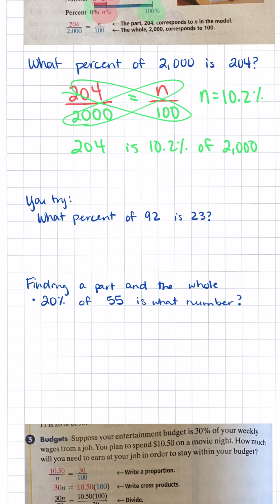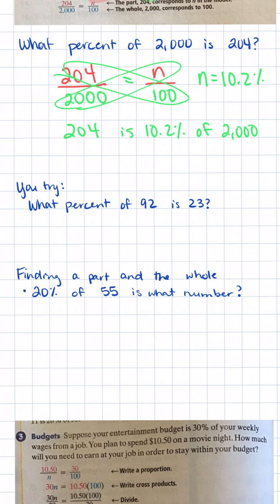See if you can figure this one out on your own. What percent of 92 is 23? Okay. So I went ahead and put what percent of 92 is 23. So 23 out of 92. 92 is the total number, so it should go on the bottom, equals what percent? So equals x, and then to turn it into a percent, over 100. Cross multiply, x equals 25%.